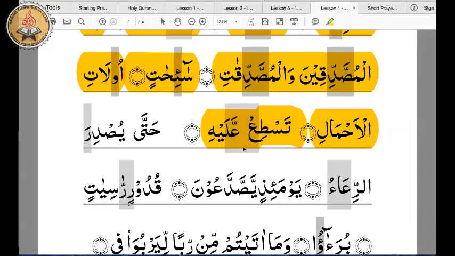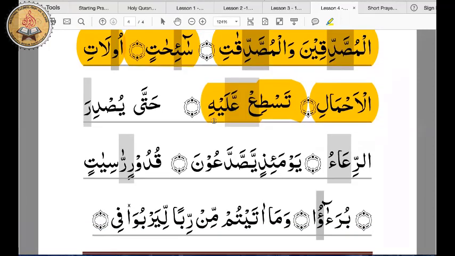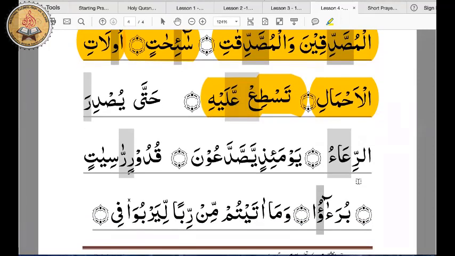Tasti alayhi. Very good. Can you put a little bit more stress on the ayn? Tasti' alayhi. Tasti' alayhi. Excellent, really good. Jazakallah. And can I have N6108, please? Yes. Assalamu alaikum. Wa alaikum assalam.